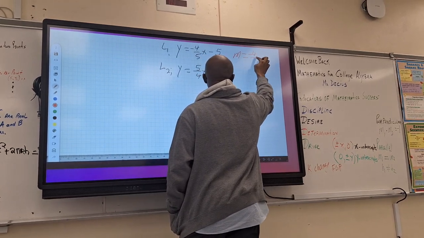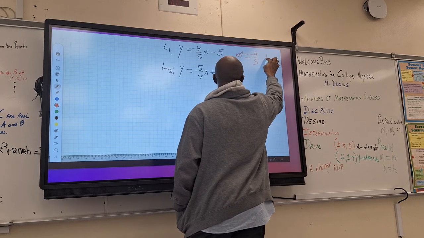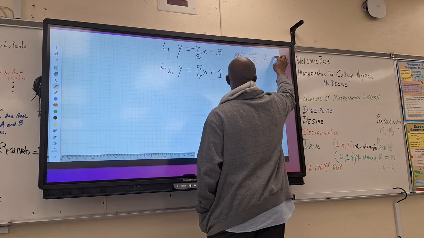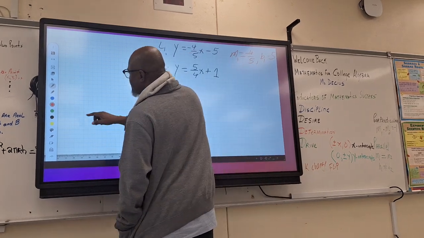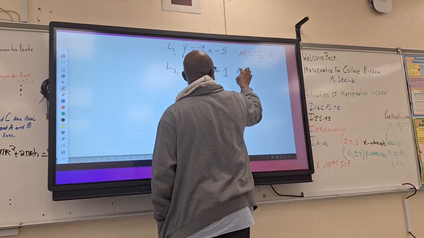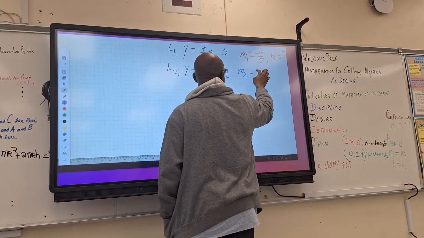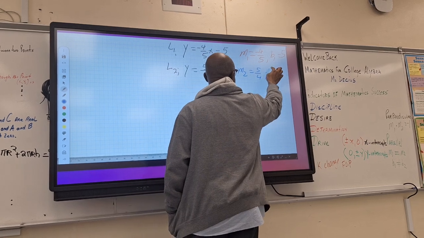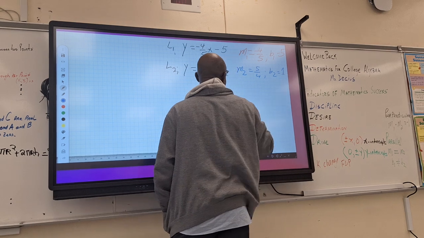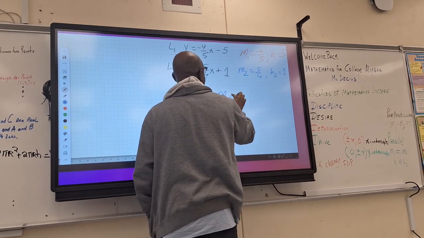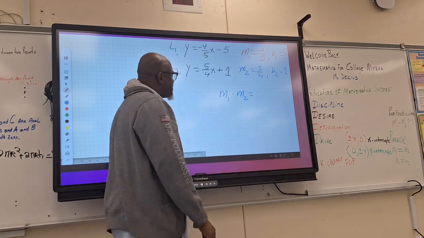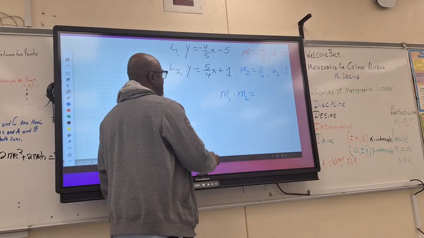For line 1, what is the slope? Negative 4/5. What is the y-intercept for line 1? Negative 5. For line 2, what is the slope? 5 over 4. And b2? 1. So let's multiply the two slopes, m1 times m2. What is m1? Negative 4 over 5.